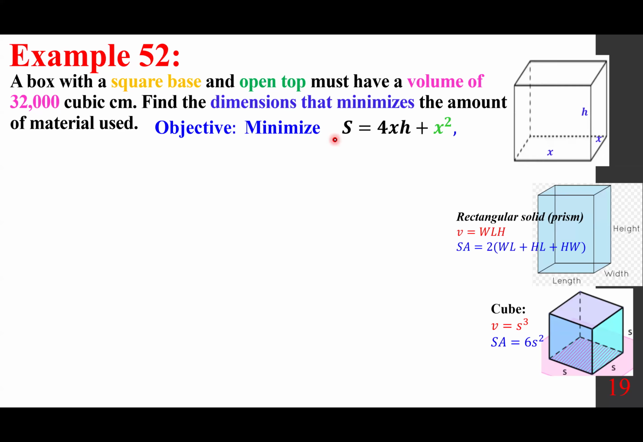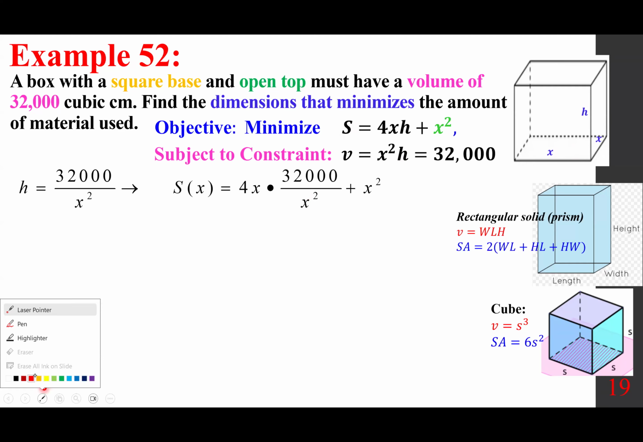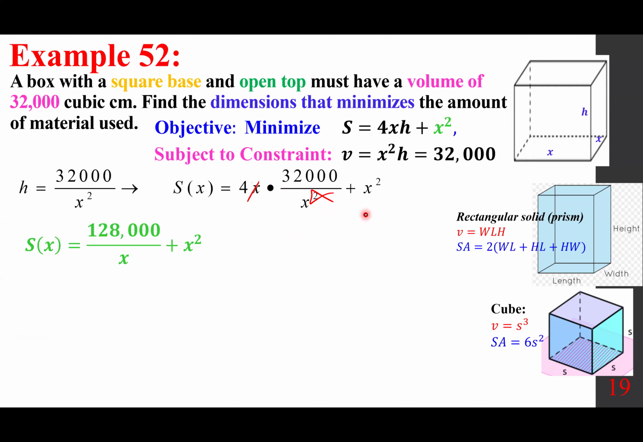Then, subject to the volume being x squared h, the area of the base times the height, which is to be 32,000. Having said that, we're going to solve for h, because this is a function of 2 variables. We're going to make it a function of 1 variable. x cancels out the x squared, makes it x. In other words, the exponent drops. We get 4 times 32,000, 128,000 over x.